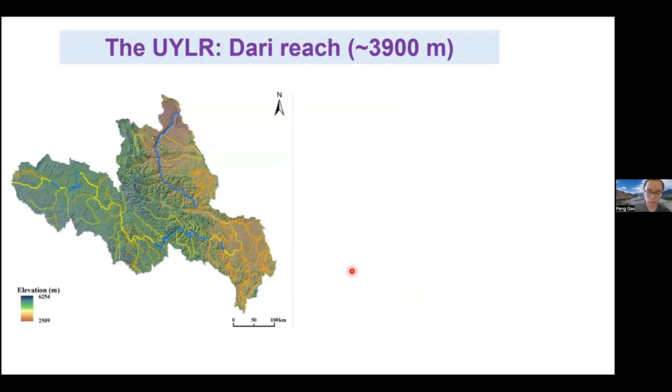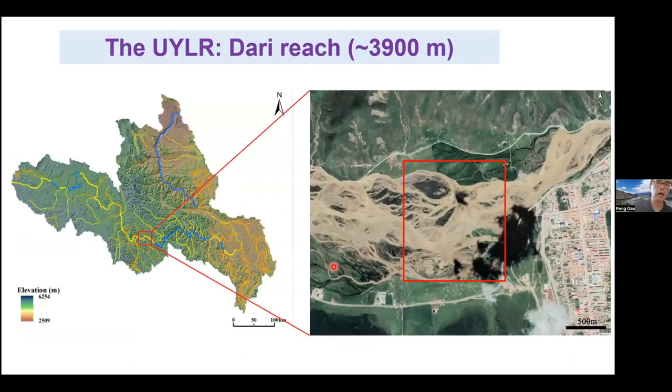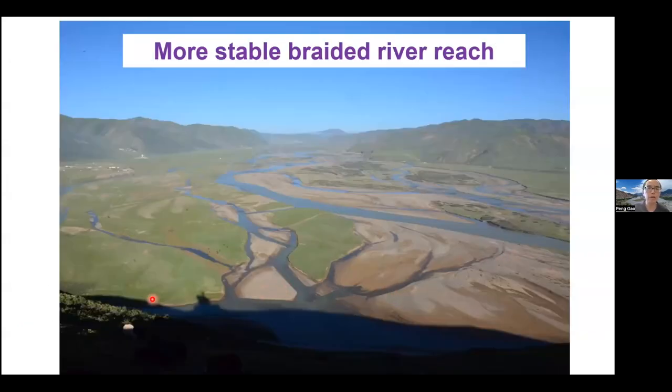Next, I want to focus on the second part of the river in this watershed, the Dazhi River. And this is a part of the main upstream main channel. The section I'm going to focus on is right upstream of a local county called Dazhi, as you can see from this image. And the picture you see here is essentially an oblique UAV picture. It shows you a quite different braided river system compared against the braided systems in Dazhi River. It is much more stable.